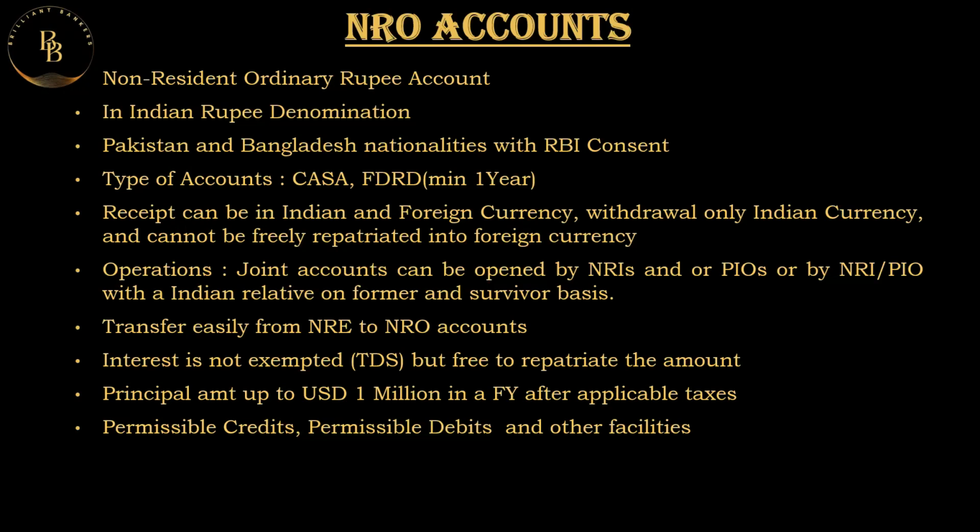What are permissible debits? The account can be debited for the purpose of local payments, transfers to other NRO accounts, or remittances of current income abroad. Apart from these, balances in the NRO account can be repatriated by the account holder up to $1 million in a financial year, as we had discussed earlier itself. Funds can similarly be transferred to NRE accounts within an overall limit of $1 million in a financial year. So this is the same clause. It can be repatriated abroad or to an NRE account, but the maximum limit is $1 million in a financial year. What are other facilities?